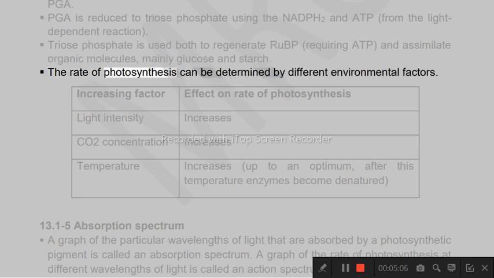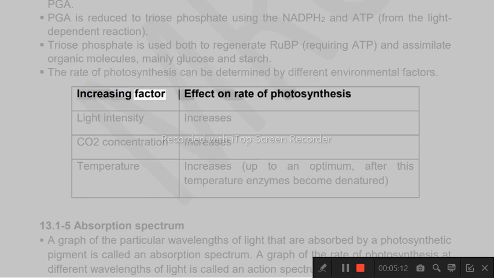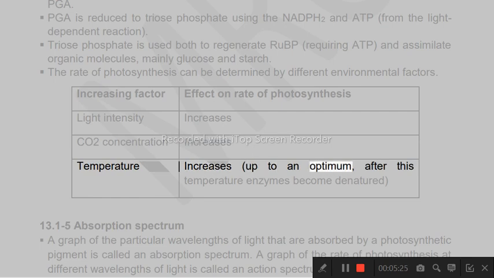The rate of photosynthesis can be determined by different environmental factors. Increasing factor: effect on rate of photosynthesis. Light intensity increases. CO2 concentration increases. Temperature increases, up to an optimum; after this temperature enzymes become denatured.